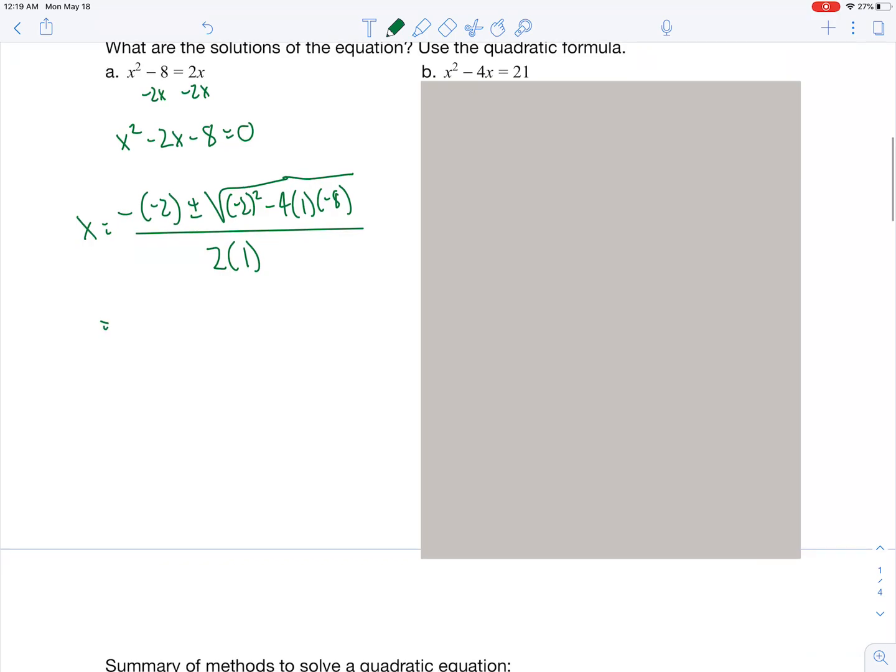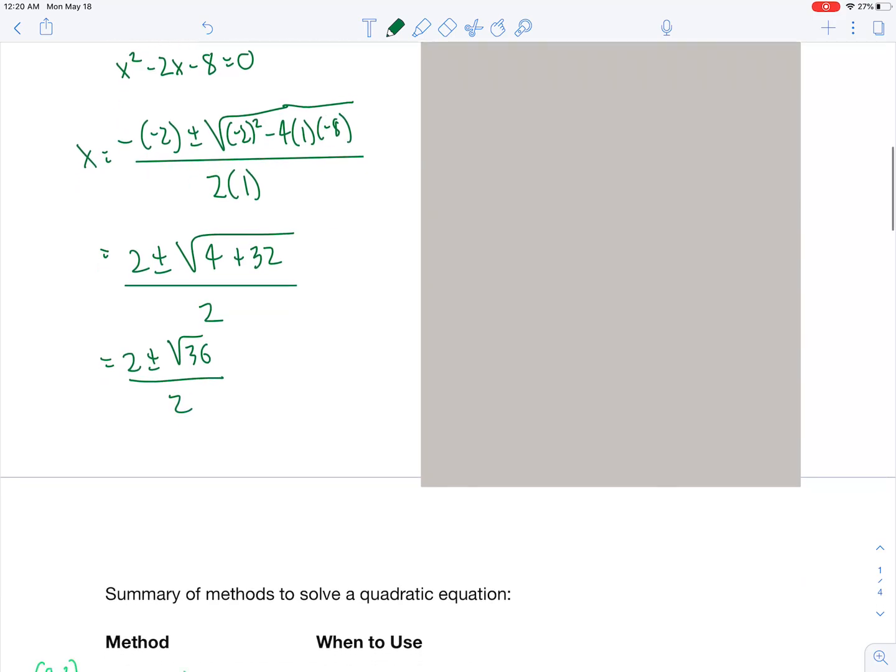A lot of these questions are going to end up being a lot of calculator work, but we could do this one by hand. Negative of negative 2 would change that to a positive. Plus or minus the square root. Negative 2 squared would be a 4. And negative 4 times negative 8, simplifying that a bit, would be a positive 32. On the bottom, 2 times 1 is just going to give me a 2. So really all I'm doing is taking this and simplifying it down further step by step. 4 plus 32 just makes this a 36, and I'll simplify everything else after.